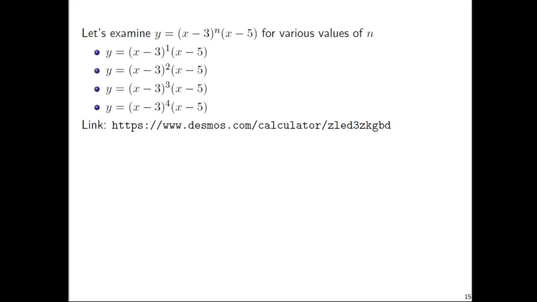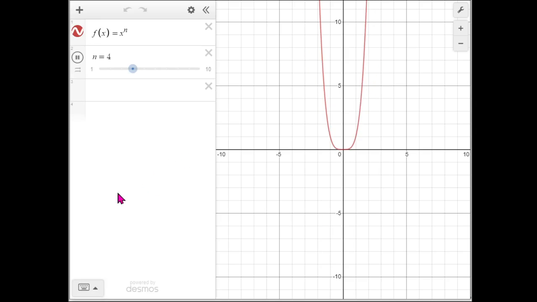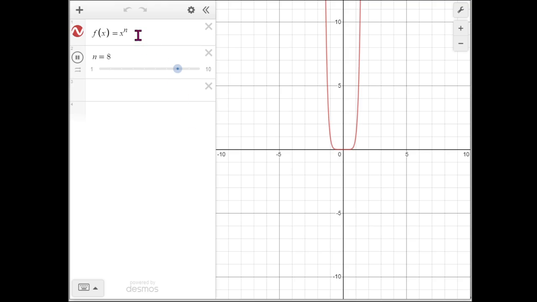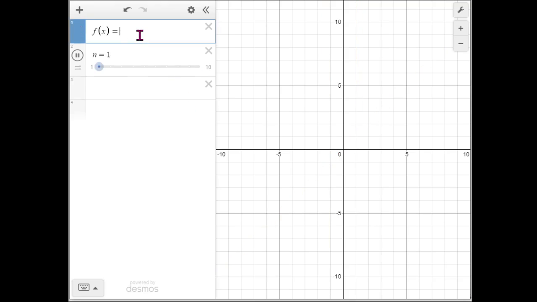We can actually see that same behavior. Let's take a look at y equals quantity x minus 3 to the nth times x minus 5, and we'll change up the value of n. So by that I mean, let's try n is 1, and n is 2, and n is 3, and n is 4. So for instance, we'll look at x minus 3 quantity to the 4th times x minus 5. Here's what this looks like. Whoops, this does not look right. I'll fix the link later.